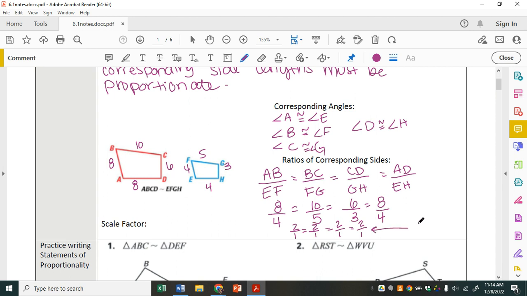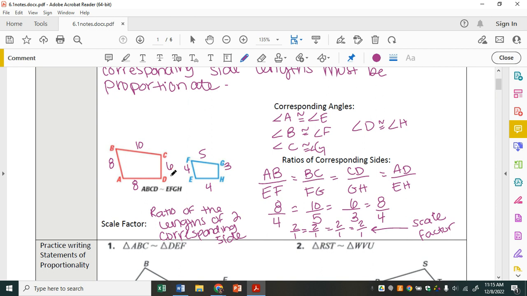They are all proportionate. And this is your scale factor. So that reduced version of all of your ratios is considered to be your scale factor. So the scale factor is the ratio of the lengths of two corresponding sides. So in order for your figures to be similar, all your side lengths have to reduce down. Your ratios have to reduce down to the same exact scale factor here.